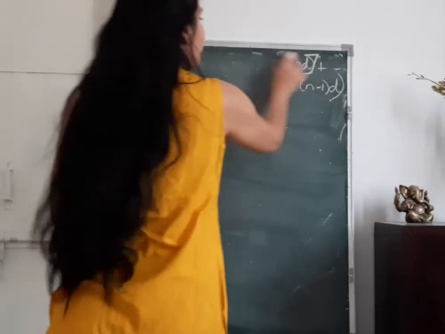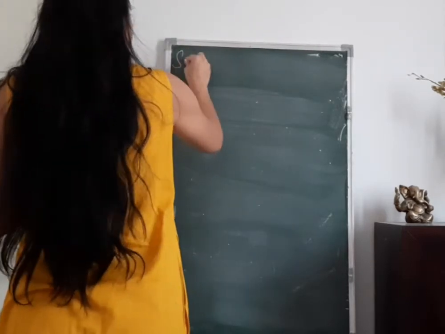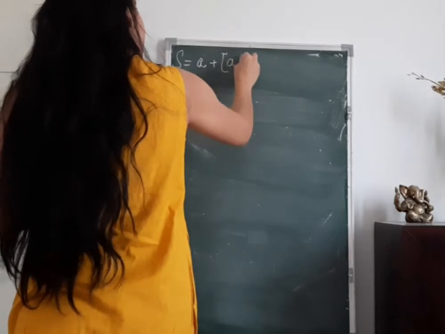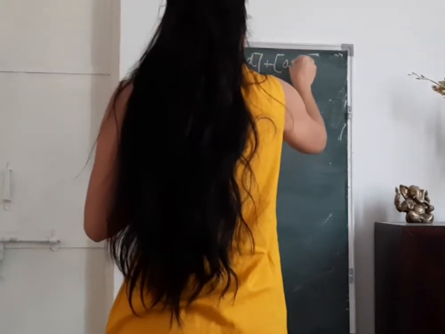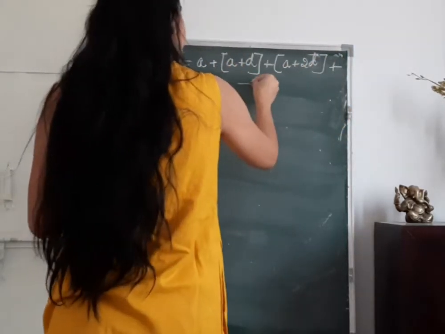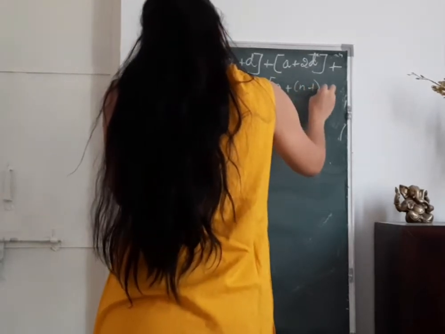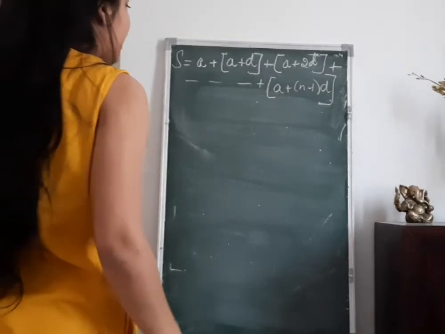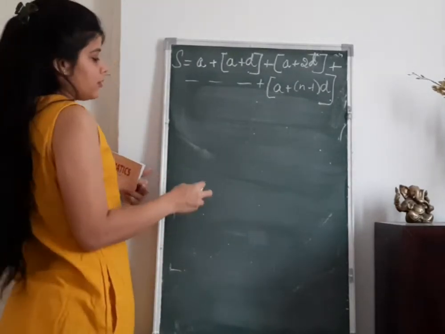Let me write this again for you. A1 is A. Then A2 is A plus D. A3 is A plus 2D. And so on. An will become A plus n minus 1 into D. Right? An will become A plus n minus 1 into D. If I write this in reverse order.